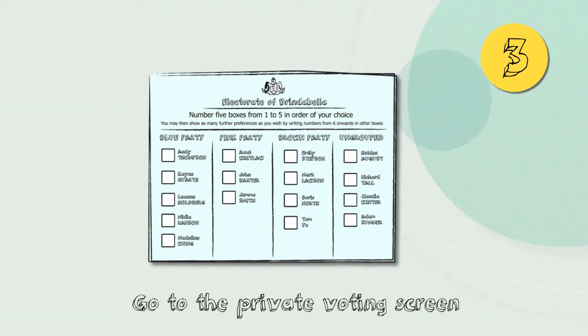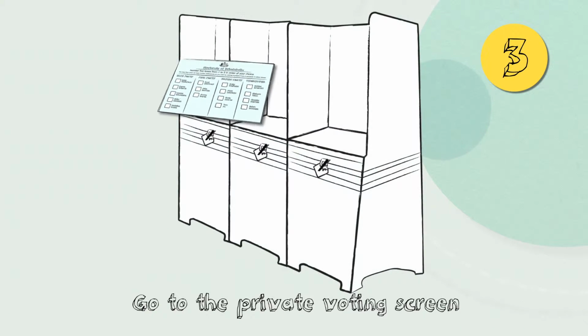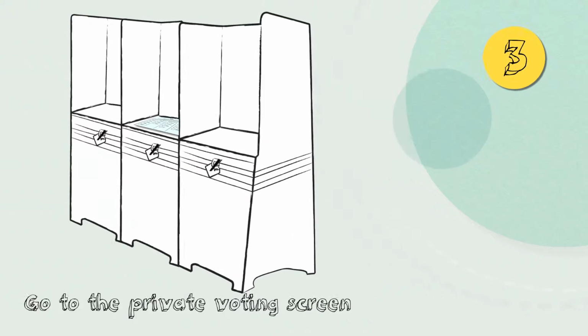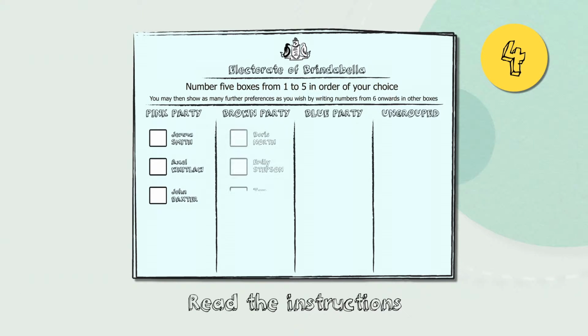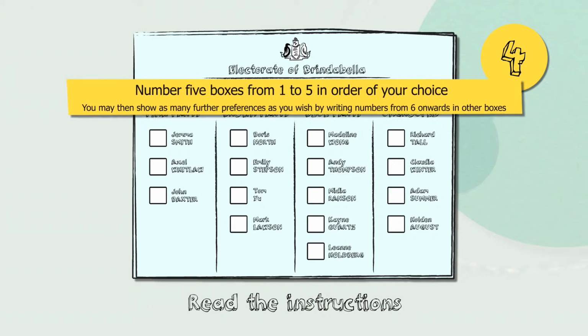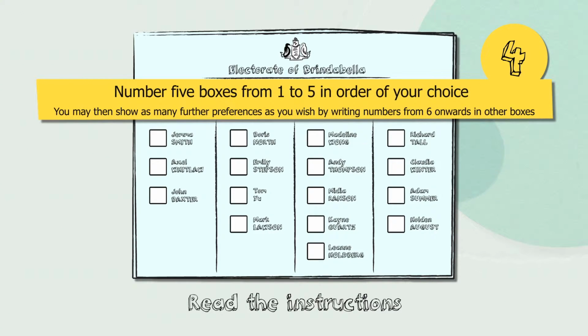Third, take the ballot paper to a private voting screen. This makes it a secret ballot. Fourth, carefully read the instructions at the top of your ballot paper. They'll tell you how many vacancies are in your electorate. That is, how many members to be elected.